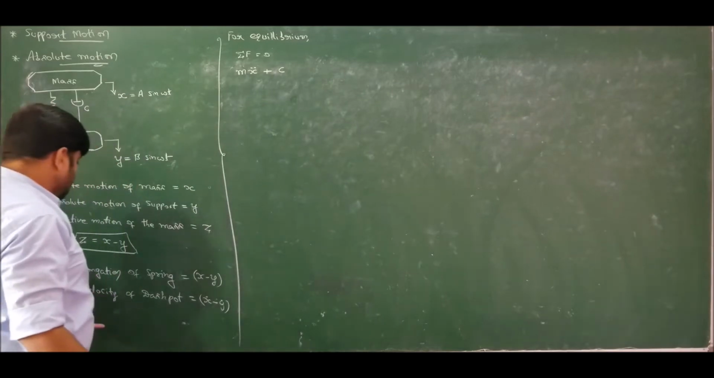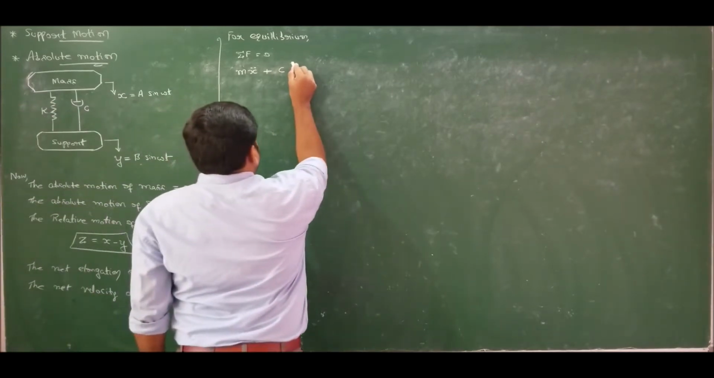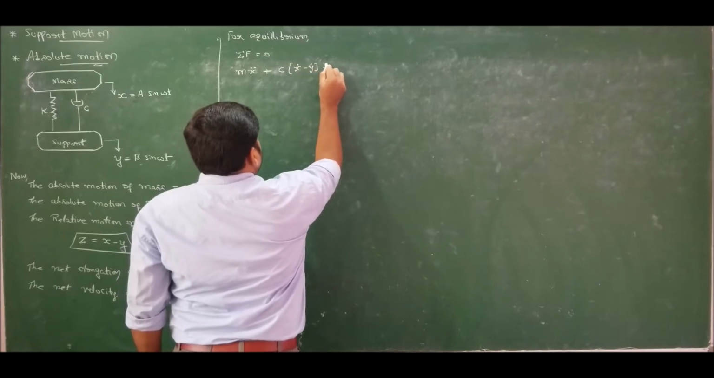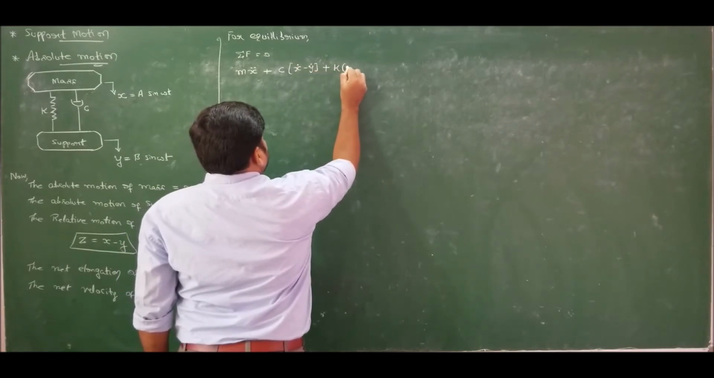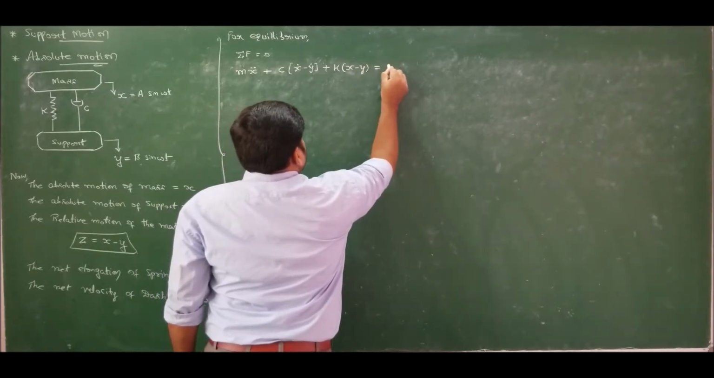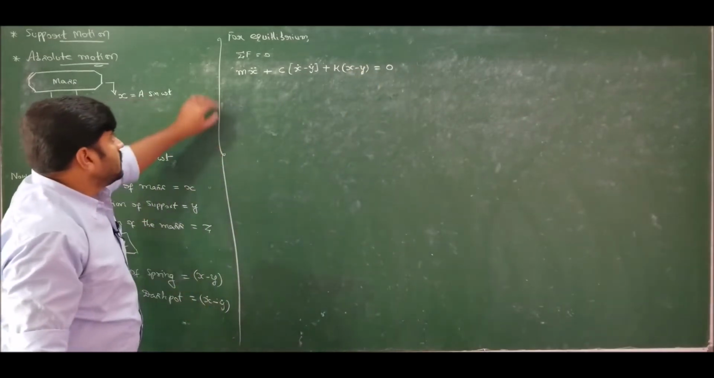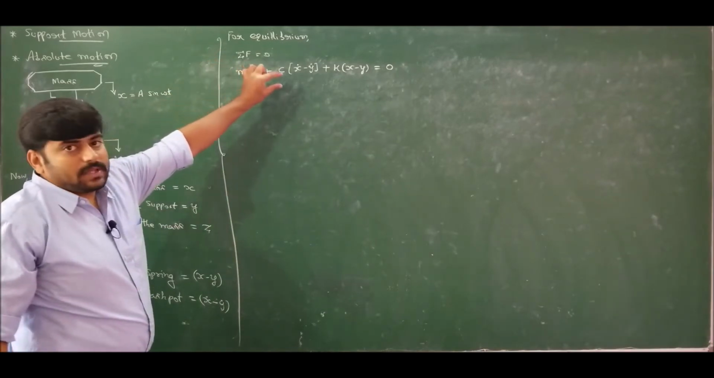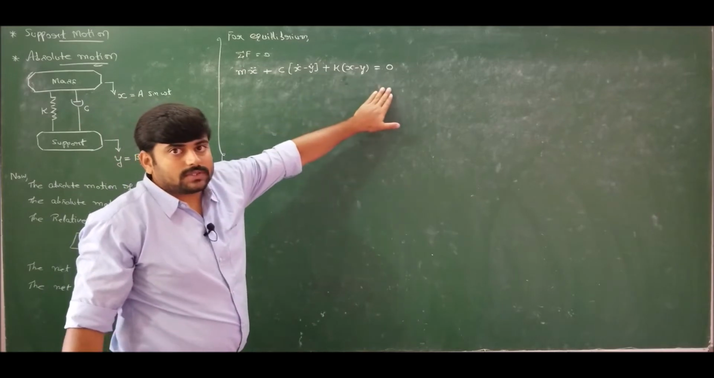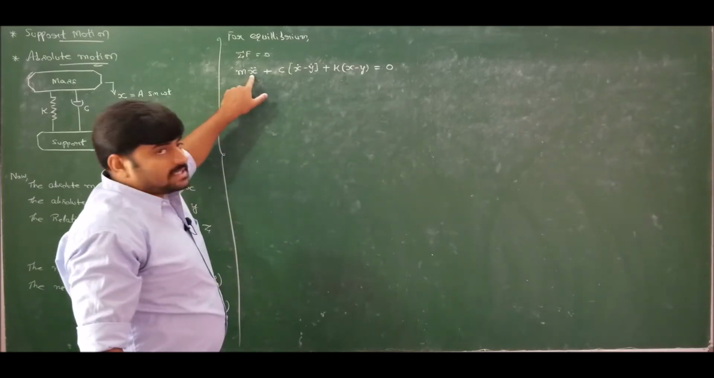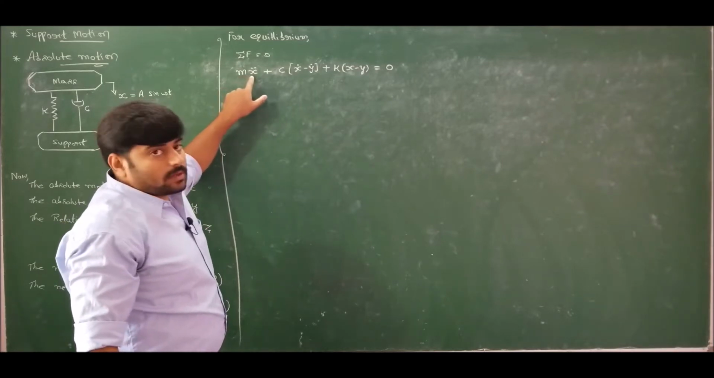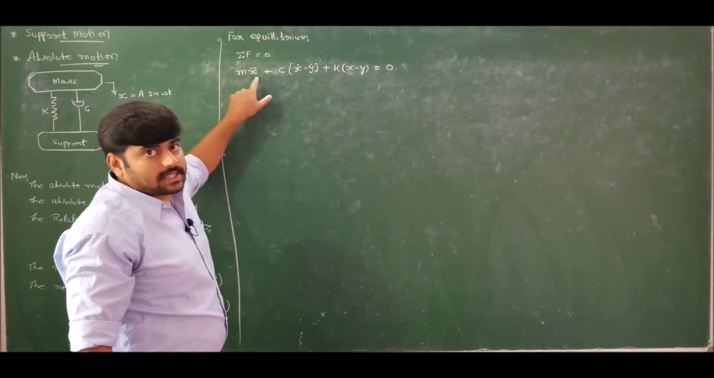What is the net velocity I should consider? Net velocity is x dot minus y dot, plus spring force, that is kx, that is k into x minus y. This must be equal to 0. For equilibrium, the sum of forces acting must be equal to 0. Inertia force plus damping force plus spring force must be equal to 0, where x is the absolute displacement of mass, acceleration is x double dot, hence inertia force is mass times the acceleration.